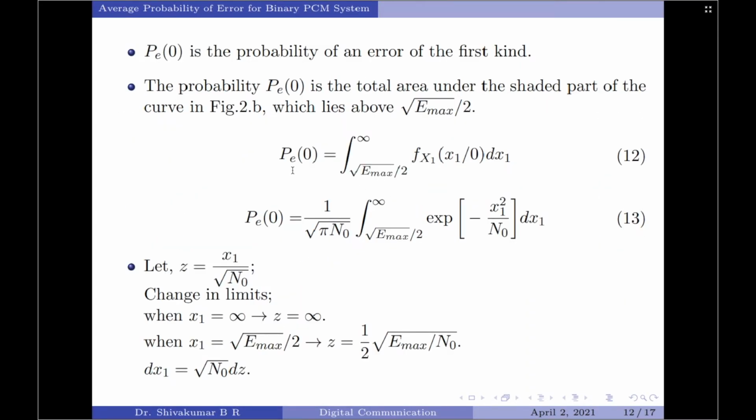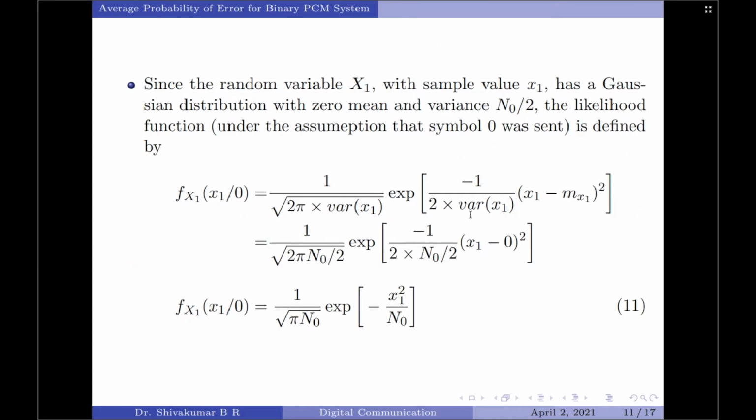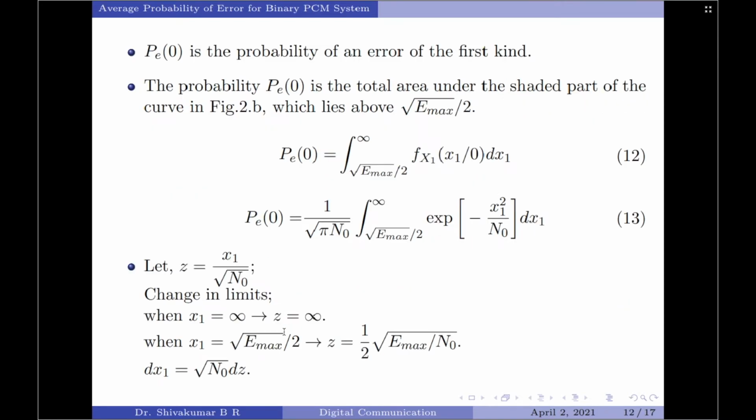So you can see Pe of 0 equals the integral from root of Emax by 2 till infinity of the likelihood function multiplied by dx1. Let me now substitute for fx1 of x1 given 0 from the previous expression, and I am taking this 1 by square root of pi into N0 out as the constant term. So what remains is the integral from root of Emax by 2 till infinity of exponential of minus x1 squared by N0 into dx1.